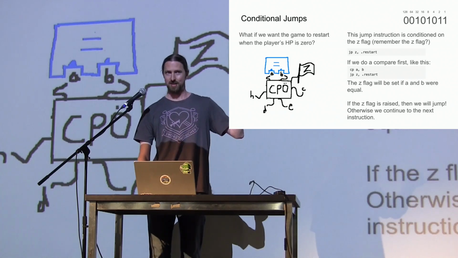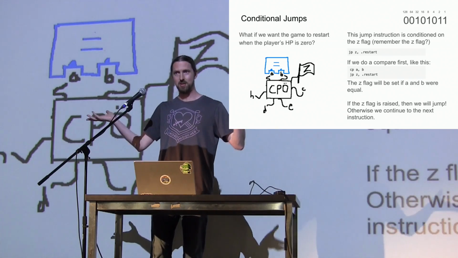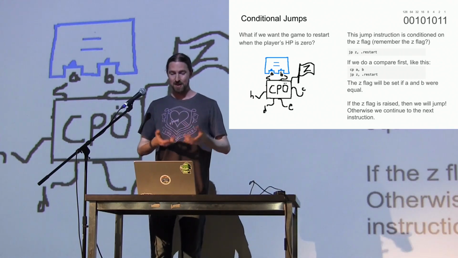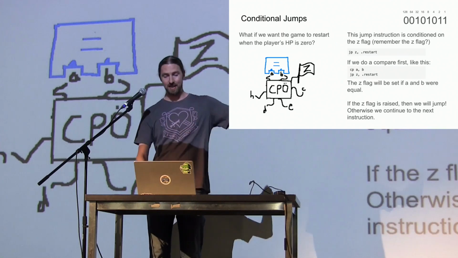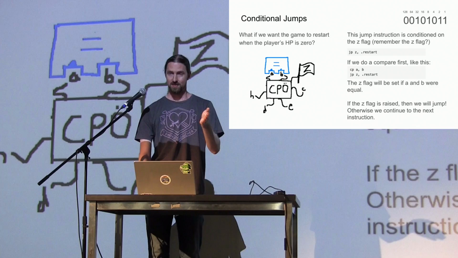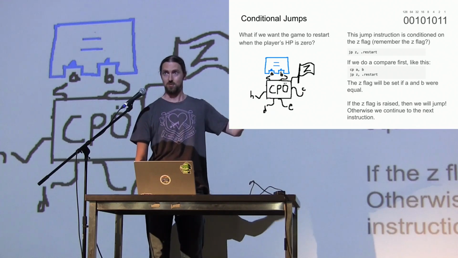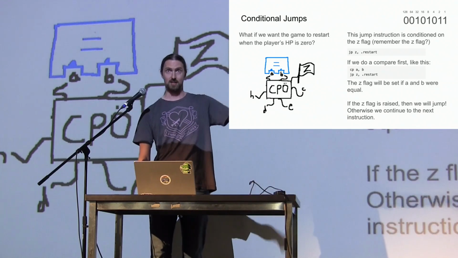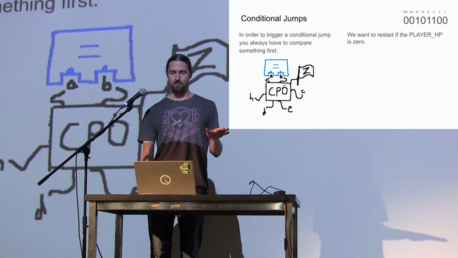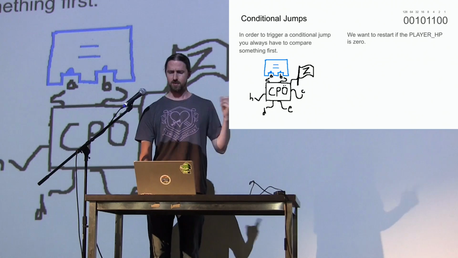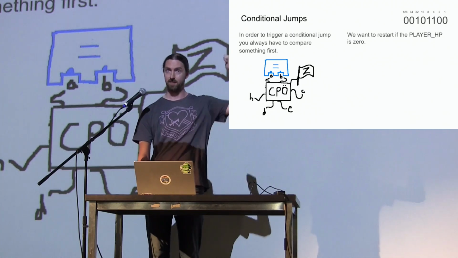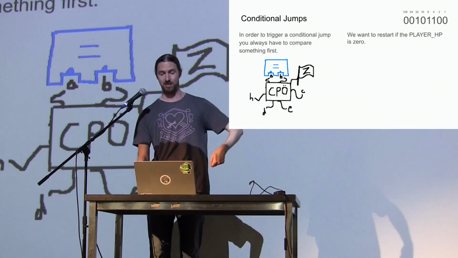Remember the Z flag? I mentioned that earlier. When you do a comparison, when you compare A to B, if A and B are equal, the Z flag gets raised, right? And if the Z flag is up and you jump Z, then you'll jump back to restart. If the Z flag is not raised because the values were not equal, you won't jump. So you always have to do a little bit of a comparison or some math ahead of a conditional jump in order to prime the flags that it's going to be conditioned on.